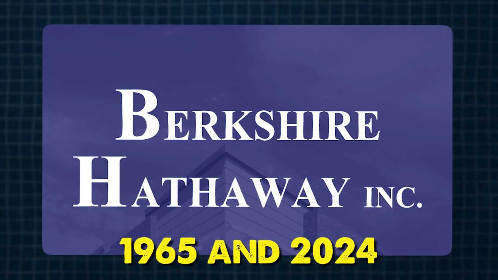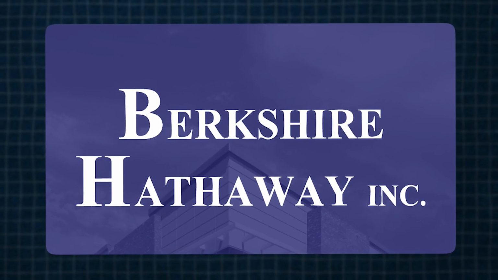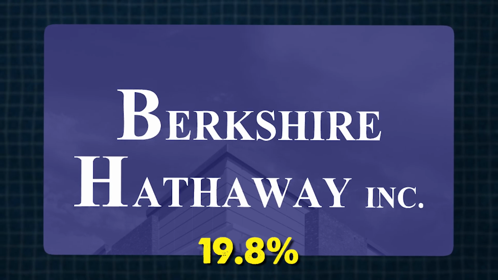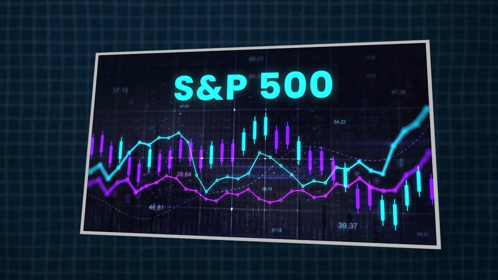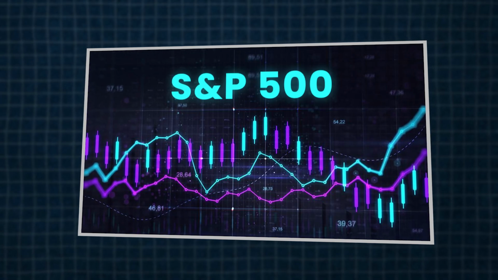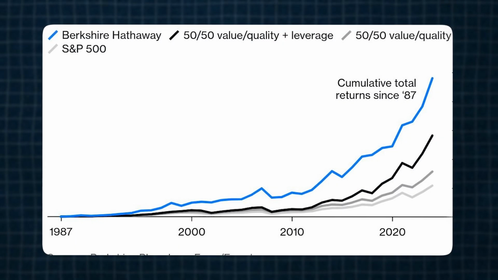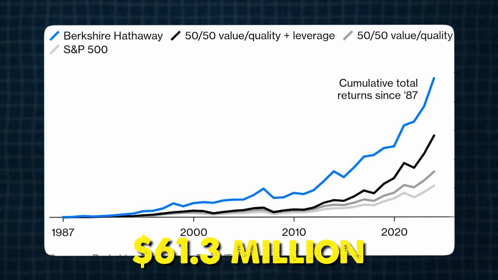Between 1965 and 2024, Berkshire Hathaway delivered a compound annual gain of 19.8%, nearly double the S&P's 10.4% over the same period. Let me give you the terminal numbers. $1,000 invested in the S&P 500 at the start of 1965 compounded into approximately $455,000 by the end of 2024. The same $1,000 invested in Berkshire Hathaway compounded into roughly $61.3 million.